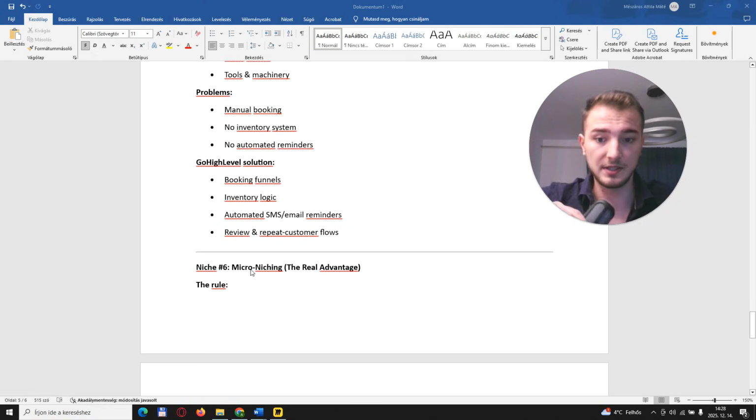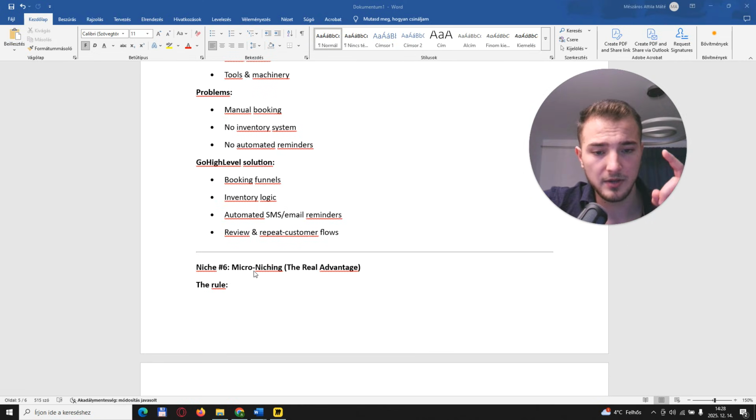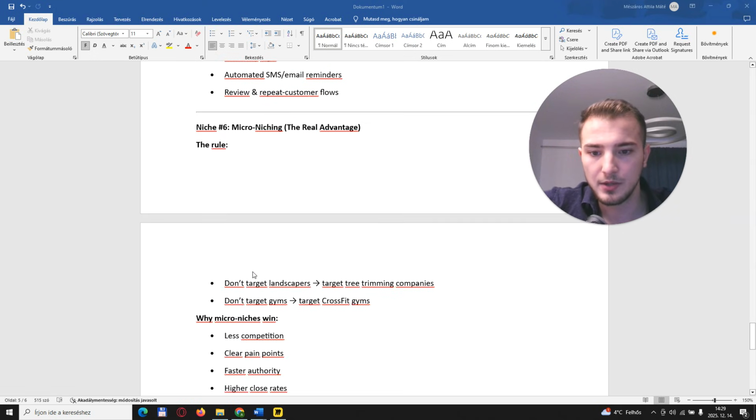And the sixth tip is micro-niching, which is a real advantage and everybody forgets it. The rule is don't target landscapers. You should target tree trimming companies. Don't target gyms. You target a smaller niche within the gyms. For example, target CrossFit gyms.